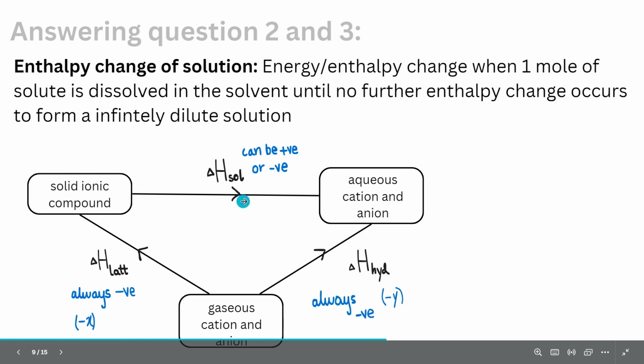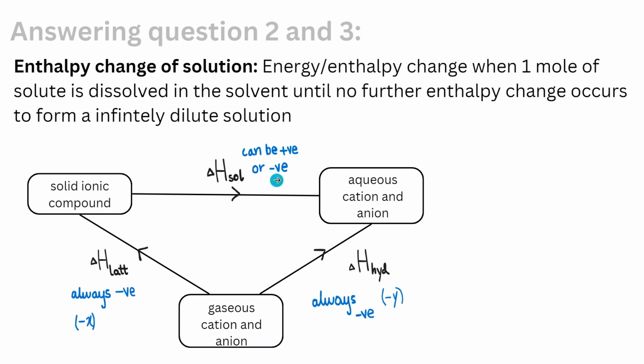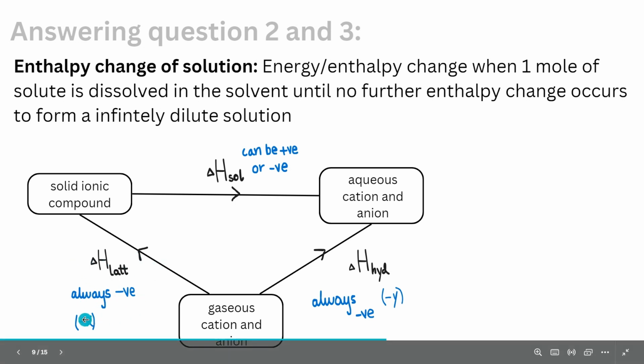Now delta H solution can be both positive and negative. When it is positive, delta H solution is more endothermic, so enthalpically dissolving or forming a solution is less likely to occur. But when it is more negative, delta H solution is more exothermic and thus more likely to occur. So the compound is more likely to dissolve. Delta H lattice energy, we have seen that it is always negative. Let's give it a value of minus x. Delta H hydration is also always negative. Let's give it a value of minus y.